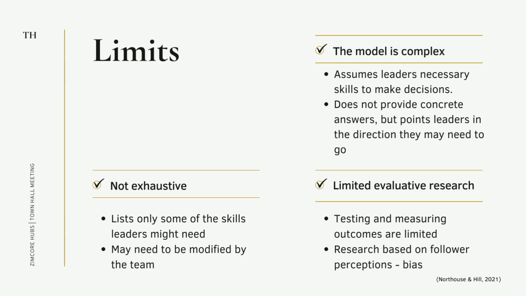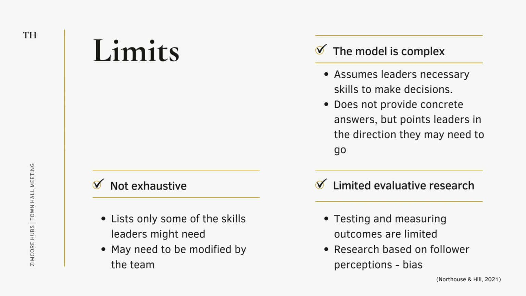So, some limitations to the Hill model. One limitation of the Hill model is that it is not exhaustive. It lists only some of the skills that leaders might need to take action and address problems, and it'll probably have to be modified by each individual team in order for it to really be relevant to them and meet their specific needs.